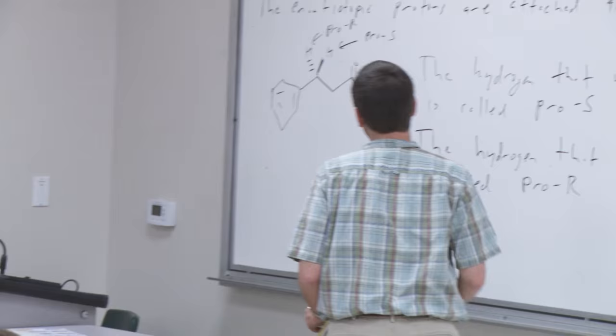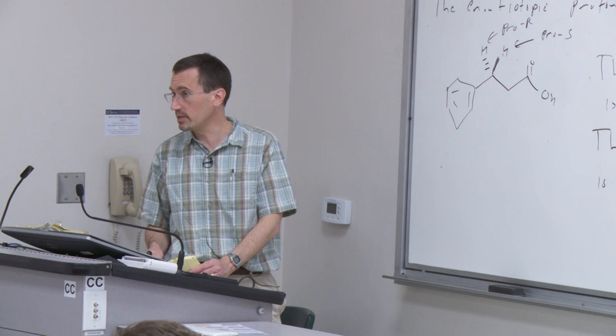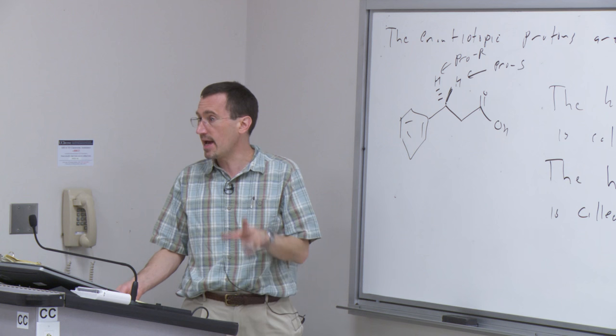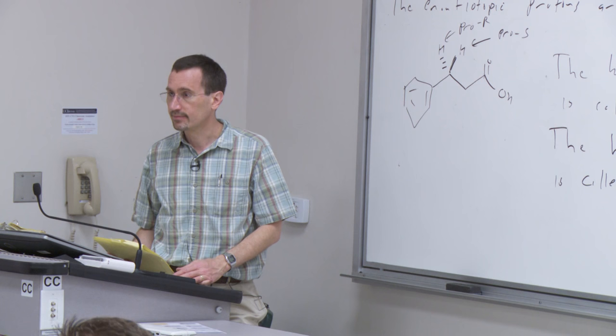With the carbon next to what we call the prochiral carbon, would that also be prochiral? Yes, it would be. So this carbon as well is prochiral because we have two different substituents on it. Or to put it another way, if we carry out the same thought experiment and replace one hydrogen or the other hydrogen, we get a chiral center. Other thoughts?